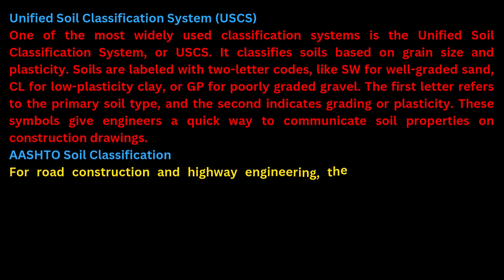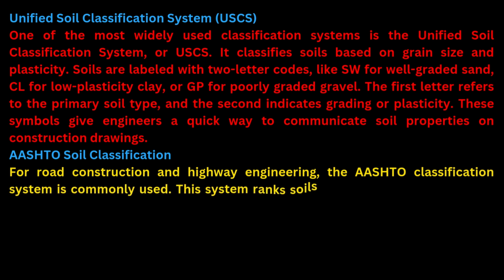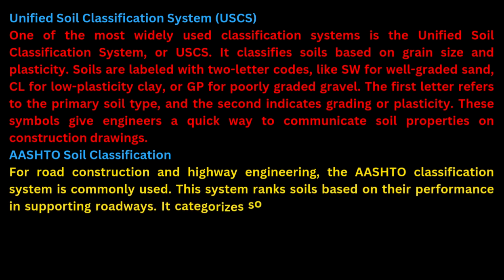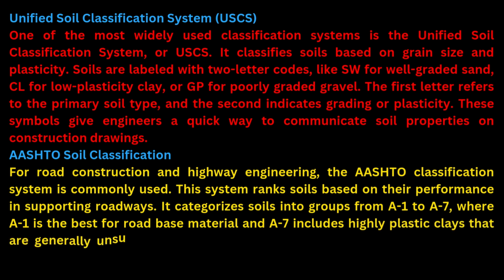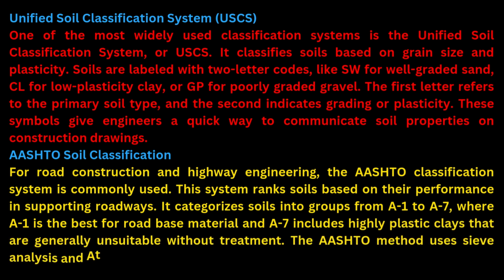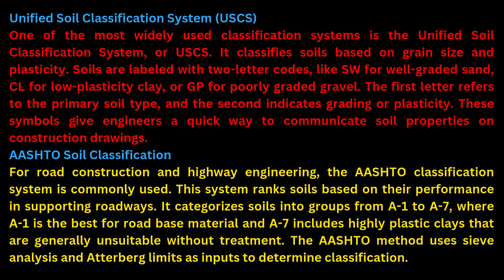AASHTO Soil Classification. For road construction and highway engineering, the AASHTO classification system is commonly used. This system ranks soils based on their performance in supporting roadways. It categorizes soils into groups from A1 to A7, where A1 is the best for road-base material and A7 includes highly plastic clays that are generally unsuitable without treatment. The AASHTO method uses sieve analysis and Atterberg limits as inputs to determine classification.